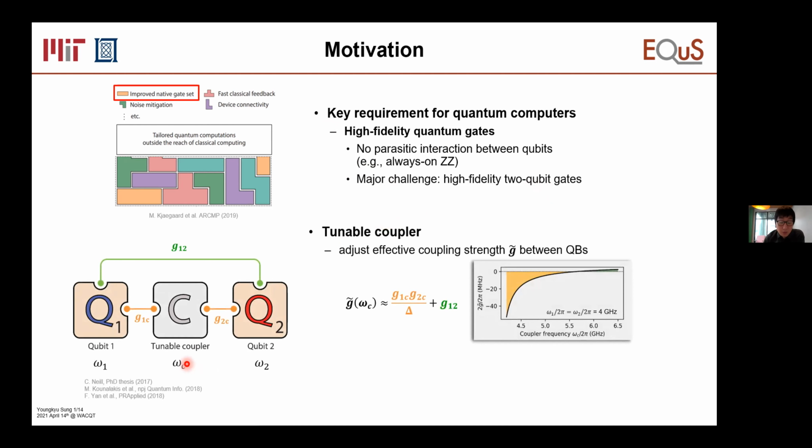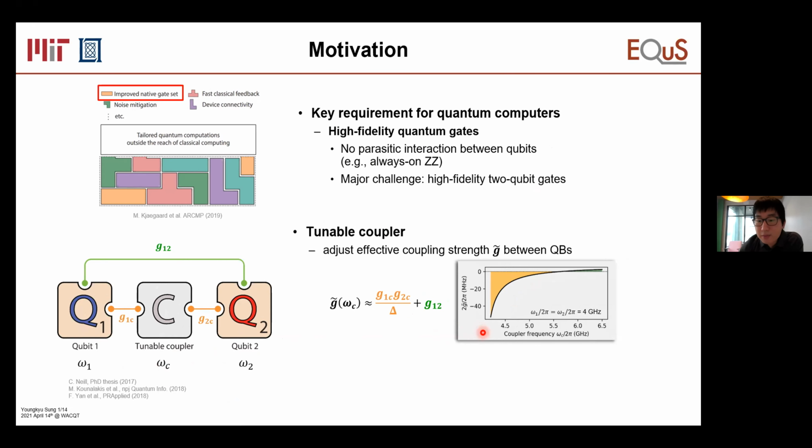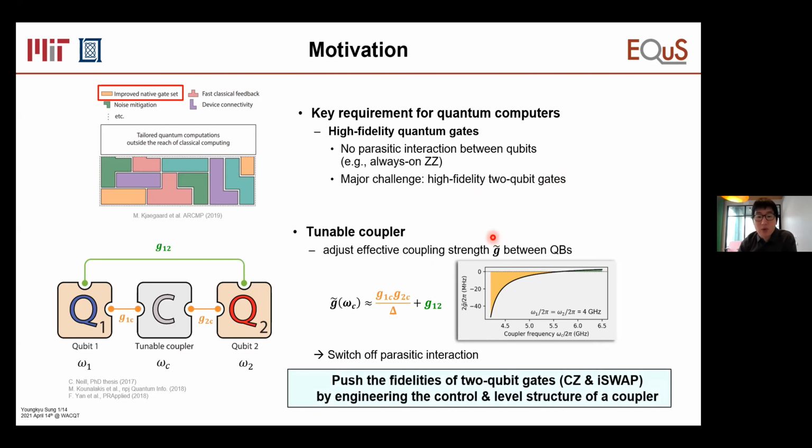The idea of the tunable coupler that we consider in this work is quite simple. You can just think of the coupler as another qubit, and by tuning this coupler frequency, you can adjust the effective coupling strength between qubit one and qubit two. So here is an example simulation showing the tunability of this effective coupling strength as a function of the coupler frequency. And this allows us to switch off the parasitic interaction between qubits, which is good. So the next question is, how can we implement a high fidelity two-qubit gate? In this talk, I'm going to show how we push the fidelity of two-qubit gates, both controlled-Z and iSWAP gate, by engineering the control and level structure of a tunable coupler.